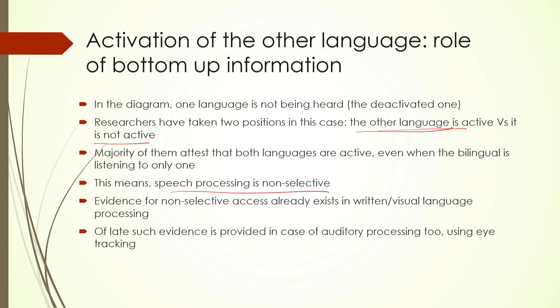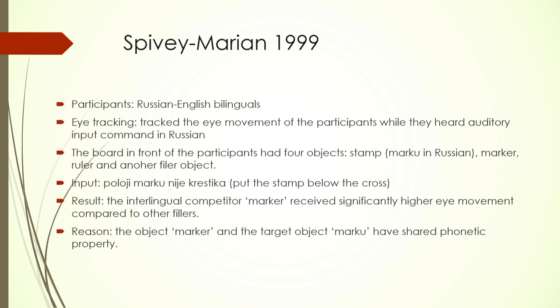Now evidence for non-selective access is galore. There are lots of studies which have found proof in case of written or visual language processing. In case of spoken, that is auditory processing, which we are discussing today, some proof has started coming in, proving that language processing is non-selective, meaning both languages are active at the same time even when the second language is not being used. So we'll see some studies that have talked about it.